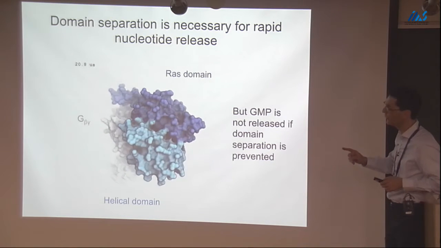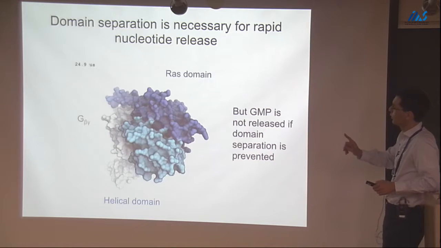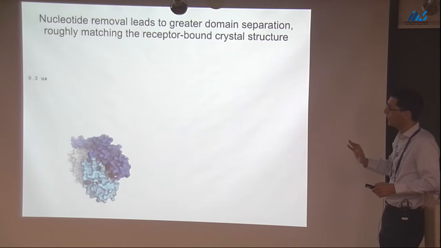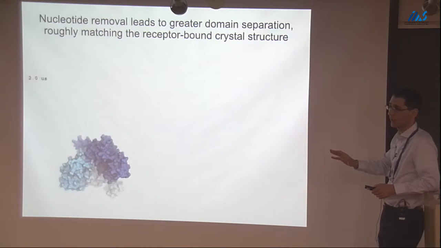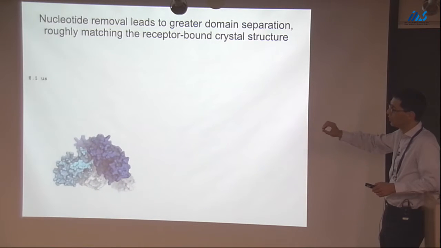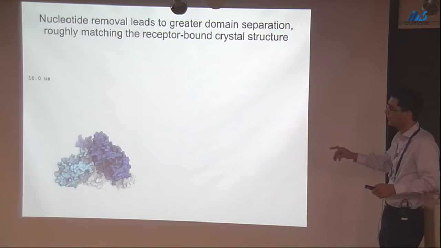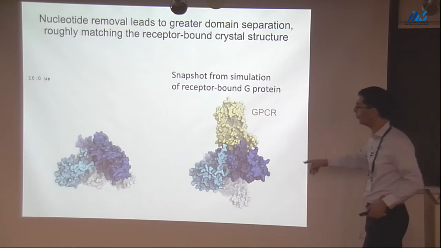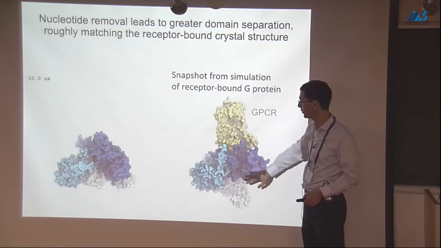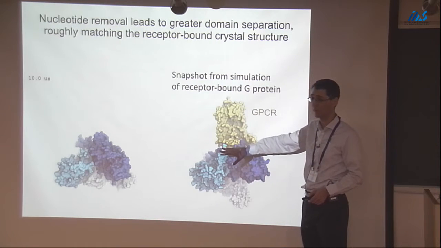So basically, what we can conclude, actually, let me show you one more thing. What if we just delete the nucleotide entirely and simulate? If we remove the nucleotide entirely, just take it out before we run the simulation, then we see more dramatic domain separation. In the absence of the nucleotide, the G protein goes to a conformation that's very similar to what's seen crystallographically with the receptor bound. Right? So in the receptor bound structure, there's also no nucleotide, and there's this dramatic separation.